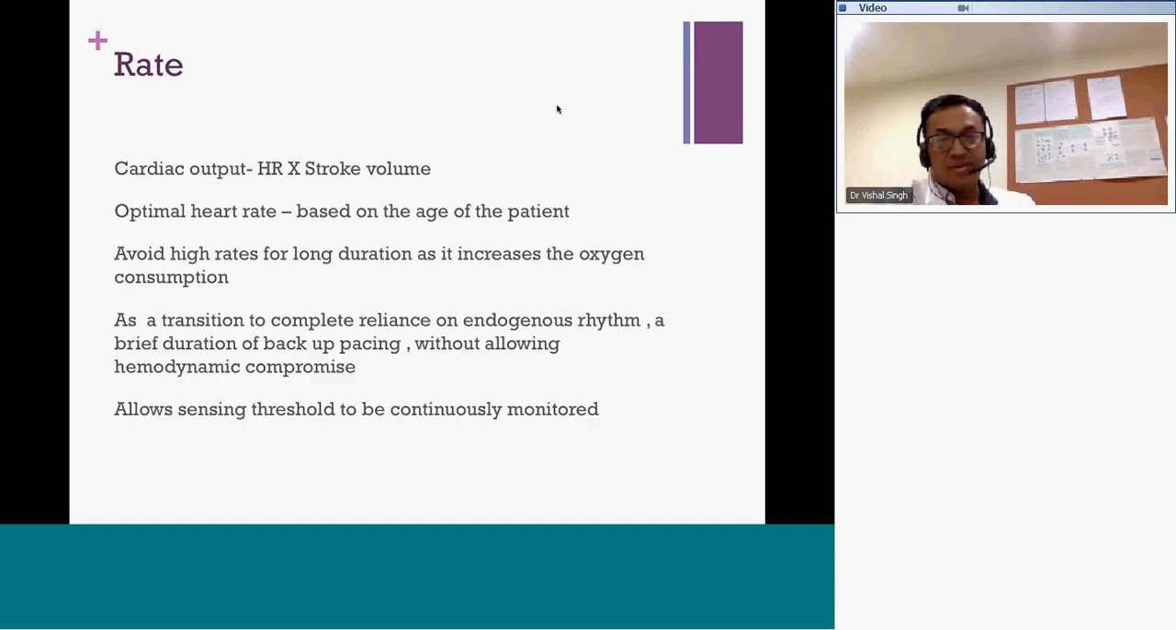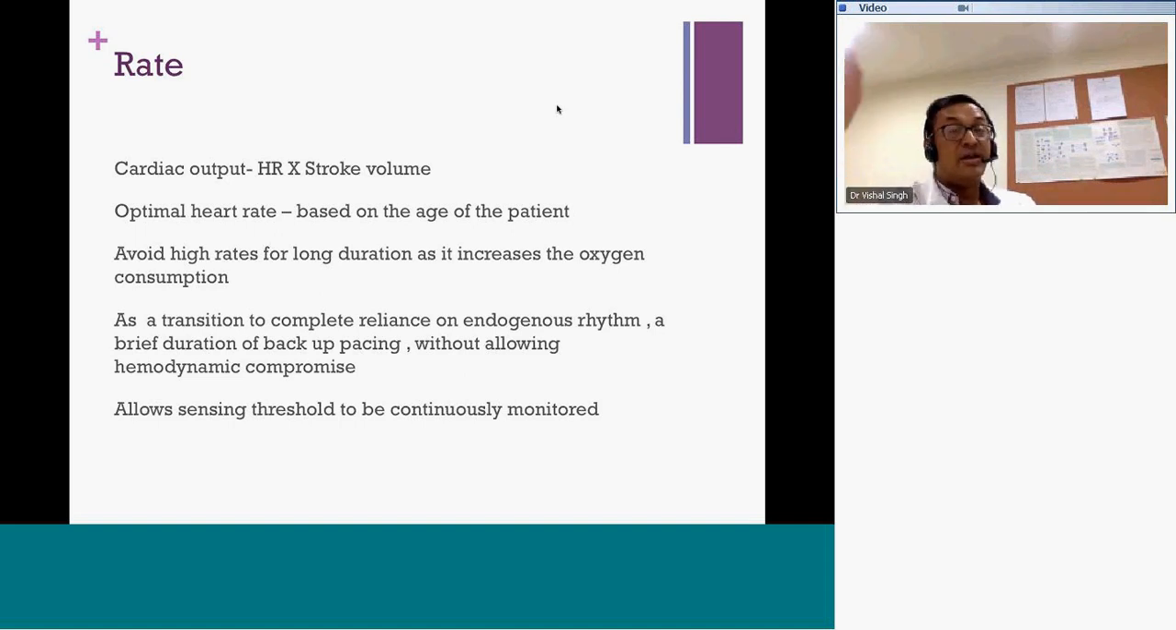Cardiac output is a function of heart rate and stroke volume, and optimal heart rate is based on the age of the patient. So avoid it for long duration as it increases the oxygen consumption. Obviously, you all understand that too much tachycardia, even pacemaker induced, is not good. As a transition to complete trace or endogenous rhythm, a brief duration of backup pacing should be tried if possible, under observation without allowing hemodynamic compromise.